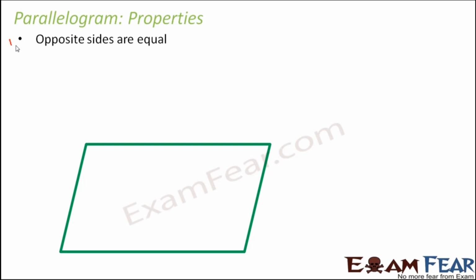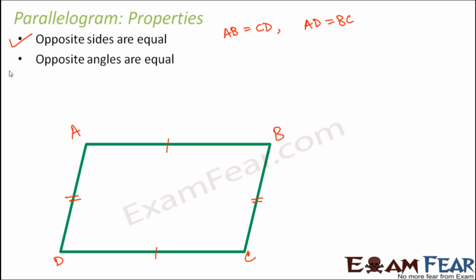So as I mentioned before, in a parallelogram the opposite sides are equal. Again, let's name this, that makes it easier. So when we say opposite sides are equal, we mean AB is equal to CD and also AD is equal to BC. Opposite angles are also equal, that is, angle A is equal to angle C and angle B is equal to angle D.